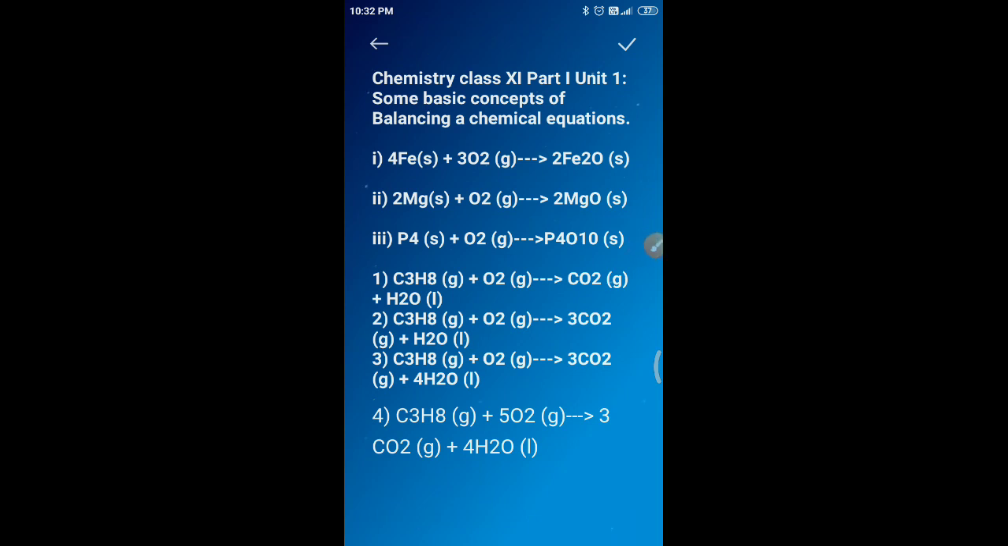You are listening to Chemistry Class 11, Part 1, Unit 1: Some Basic Concepts of Chemistry. Today we are going to talk about balancing chemical equations, how to balance the chemical equations. So we'll go in detail.